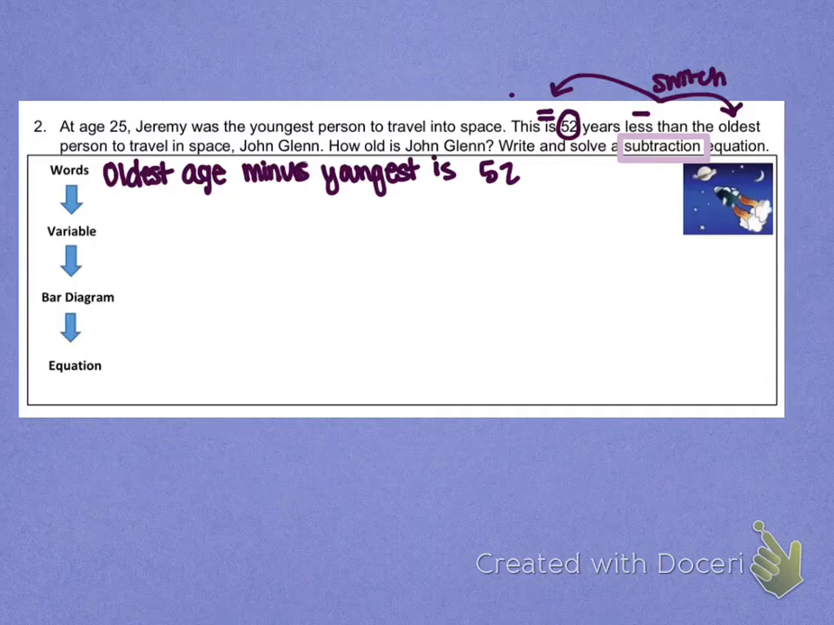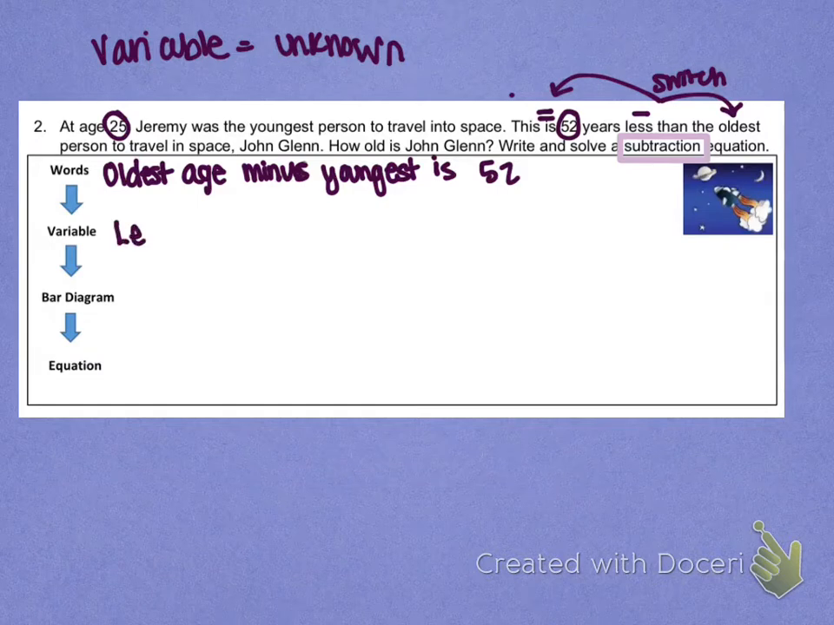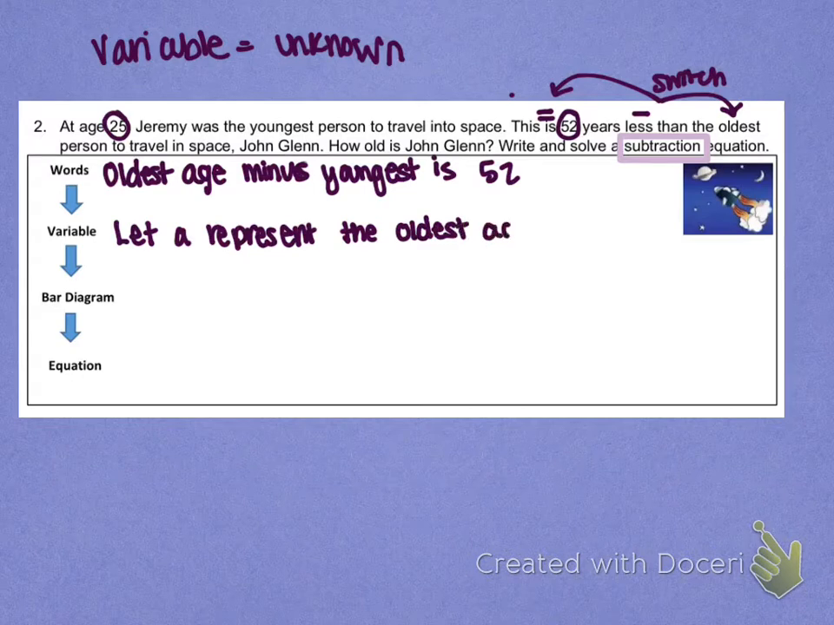So then we need to decide on a variable. Remember, your variable is the unknown. So what is unknown? Well, we know the youngest age is 25. So the unknown is the oldest age. We can't use O because that looks like a 0. So we're going to say let A represent the oldest age.